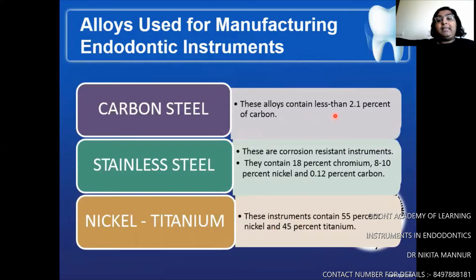Carbon steel contains less than 2.1% of carbon. Stainless steel is more corrosion resistant, and NiTi contains 55% nickel and 45% titanium.